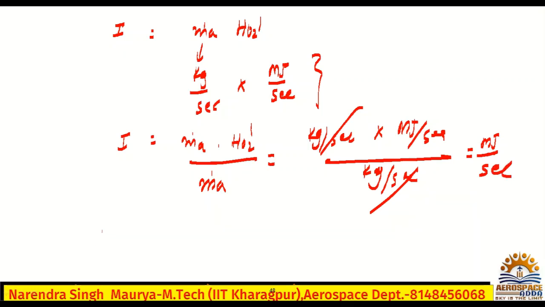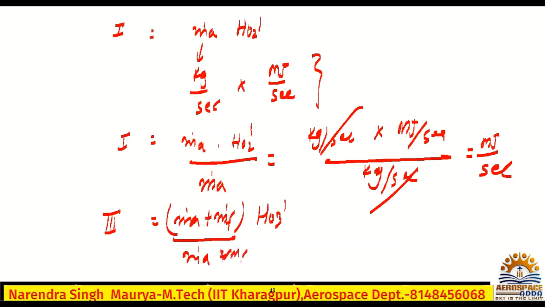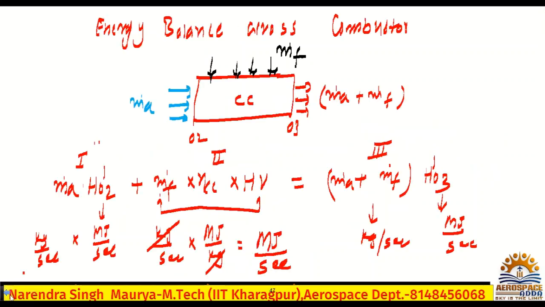Balanced. Similarly, I2 is okay. What about I3? I3 is what? M dot A plus M dot F into H naught 3 dash. If I divide again by m dot A plus M dot F, so the same, you will get unit megajoule per second. All will have the same dimension, which is megajoule per second.